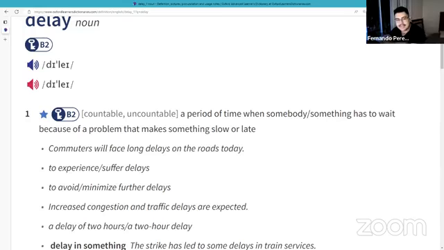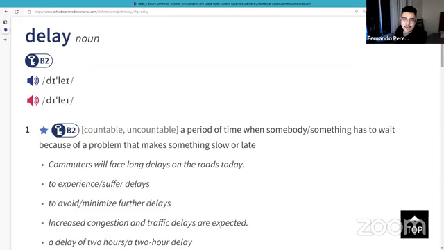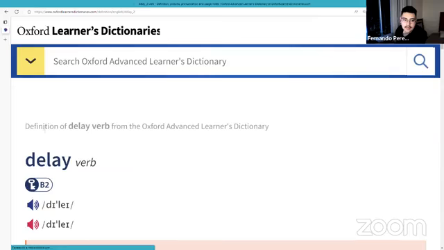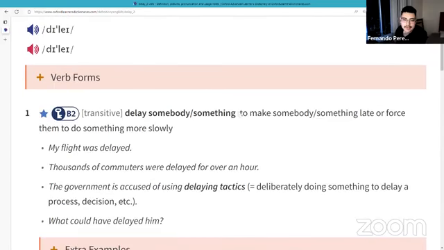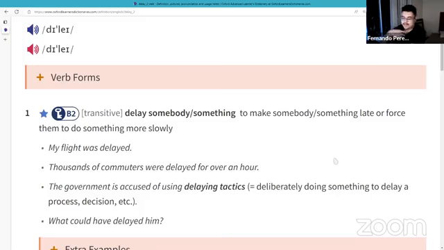Do you understand delay? Oh, but wait, delay in this case is a noun. No, you need a verb. This is the one. Read this one again. Delay somebody, something: to make somebody or something late or force them to do something more slowly. See? So you are making another person move slowly. You delay another person, or probably something external delays you.